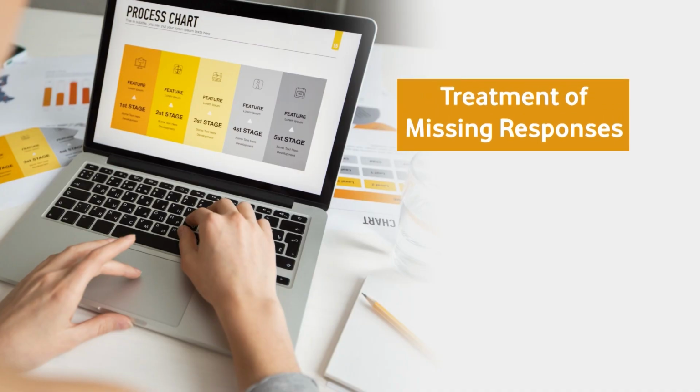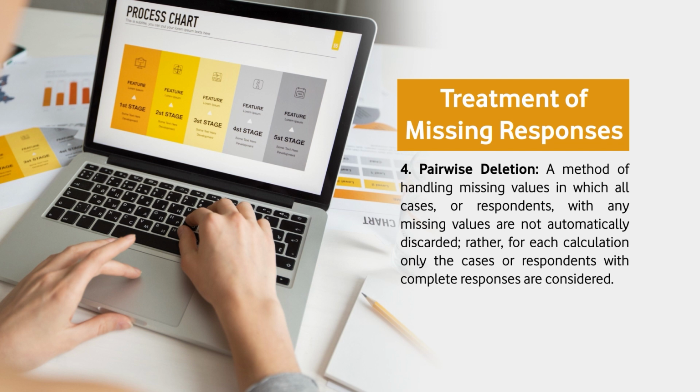And the fourth and last option is pairwise deletion. As you know, pairwise deletion is a method of handling missing values in which all the cases or respondents with any missing values are not automatically discarded. Rather, for each calculation, only the cases or the respondents with complete responses are considered, right? So this is how we try to understand the pairwise deletion of the missing responses.